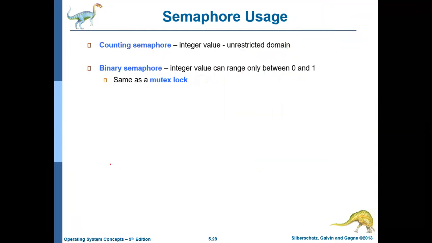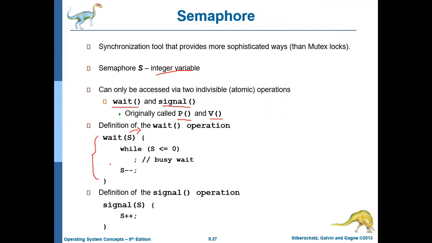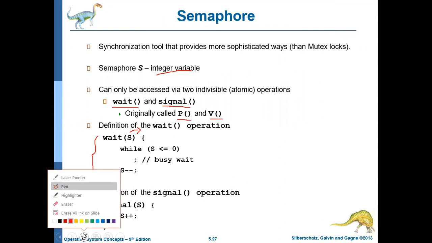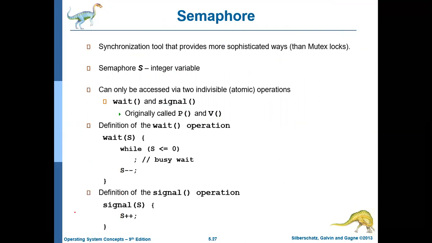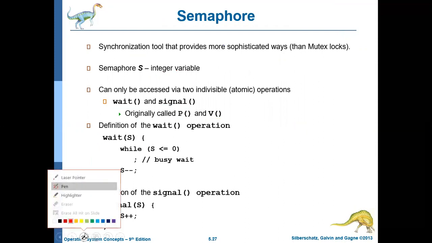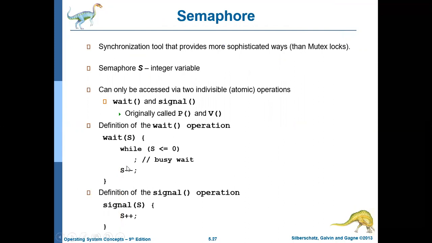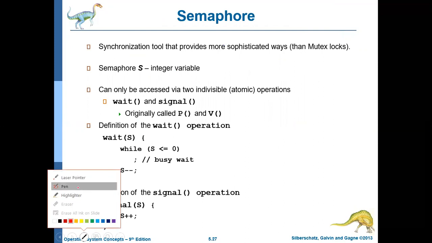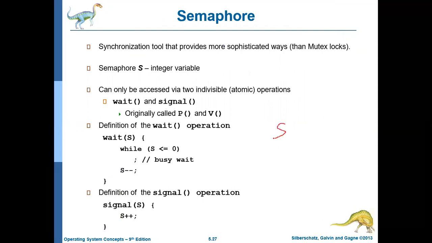Now let us try to understand this particular code. Let us discuss this first for binary semaphore, how it works. If it is a binary semaphore, what will be the value of S? The value of S will be 0. Sorry, S will be 1. S will be initialized with 1.